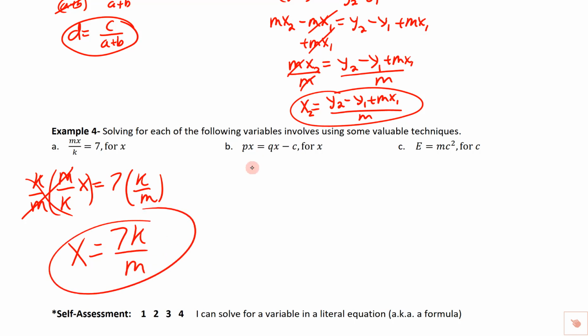Solve this one for x. Again, something interesting here. Notice that we've got a term with an x on this side and a term with x on this side. Remember, if there's a variable on both sides, we've got to get it on the same side so we can solve for it. So I'm going to subtract qx.